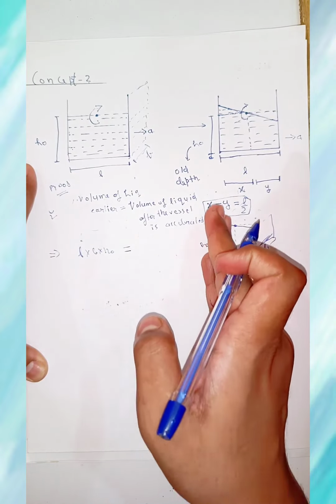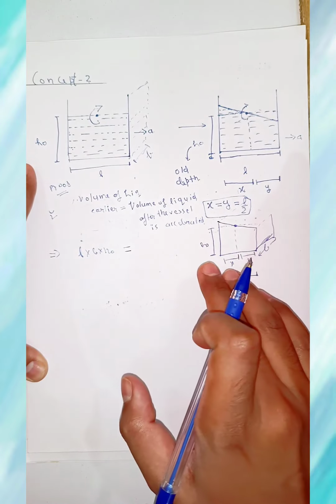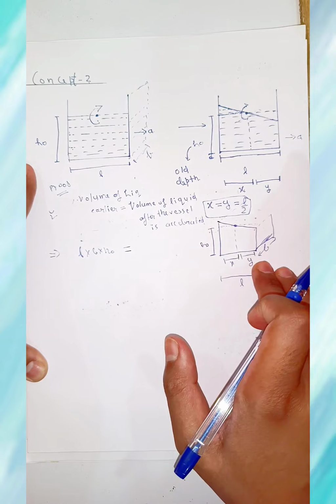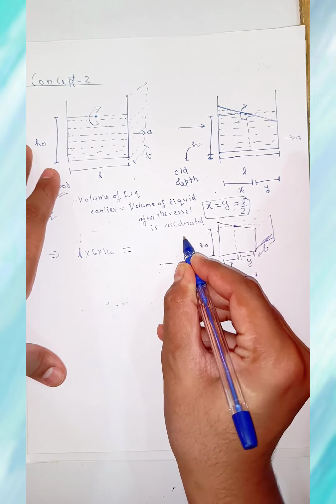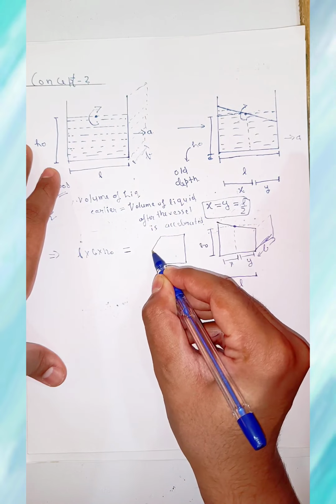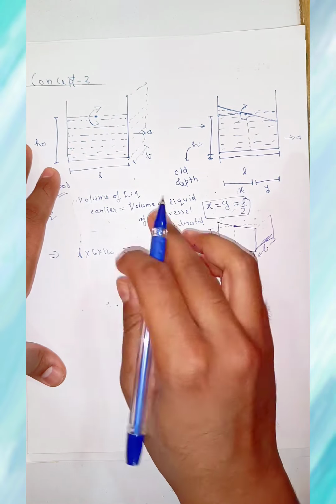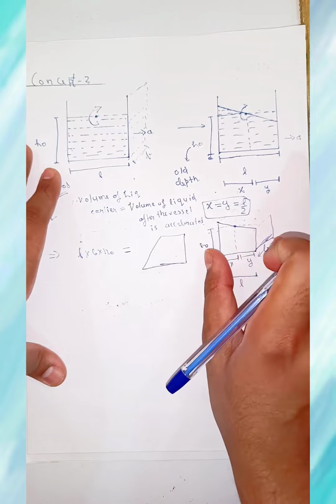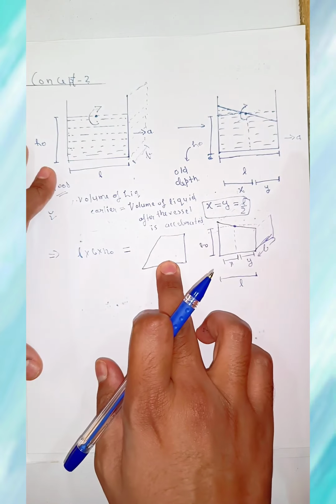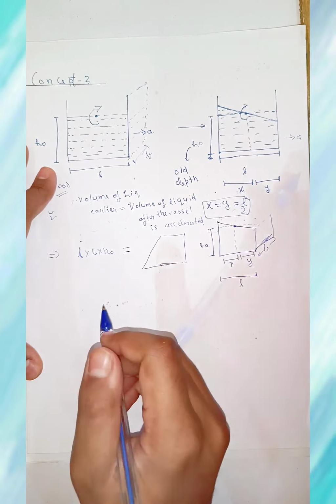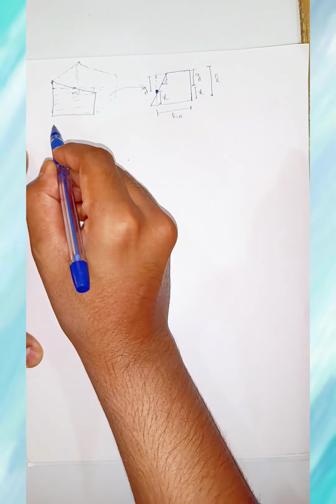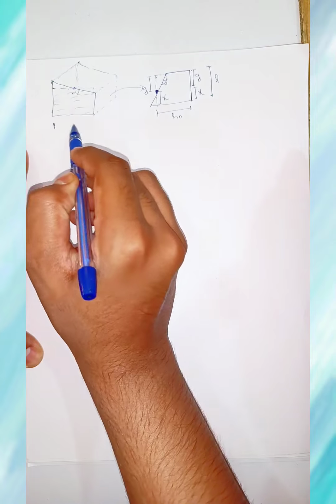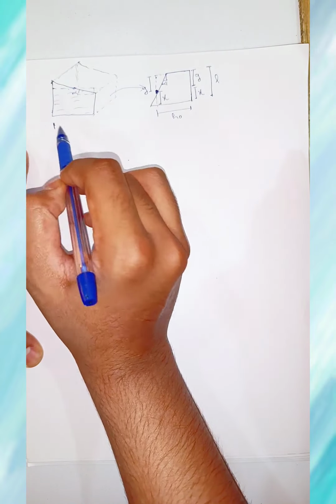This is the first base and this is the second base and this is the height of this trapezium. Actually this trapezium is like this, but now it has been inverted like this. So we have to find the volume of this trapezium. So I have redrawn the diagram. So this is the section of water in the shape of a trapezium.